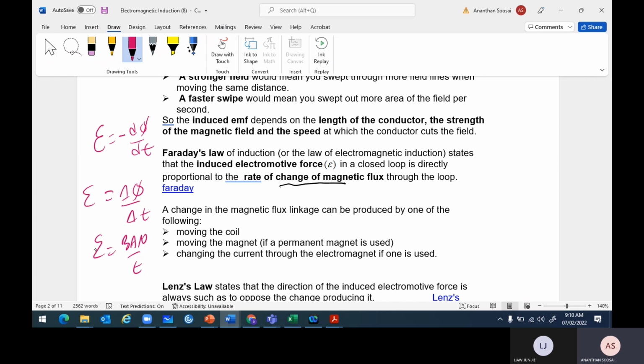Okay. So if you want to get great EMF, make sure your magnetic field is as strong as possible. Try to have as big an area as possible for the coil. Get more number of turns and do that in a short period of time. Change the flux as fast as possible, the rate of change of flux. Okay, so we discussed this the other day, right?